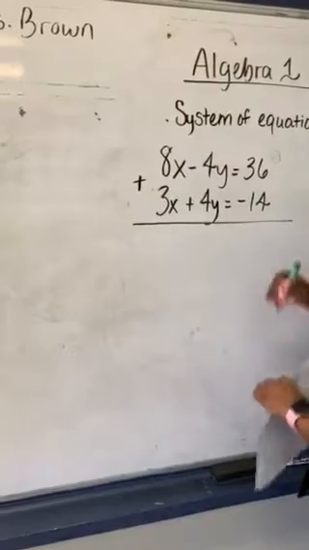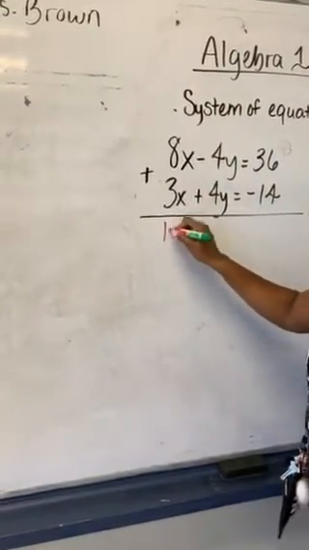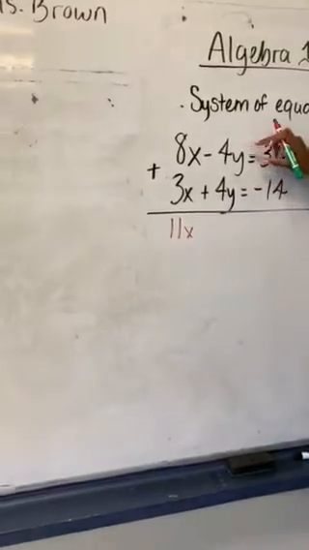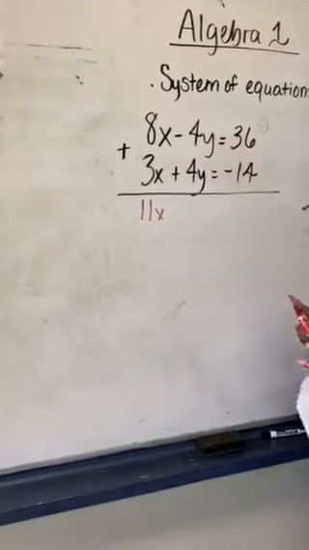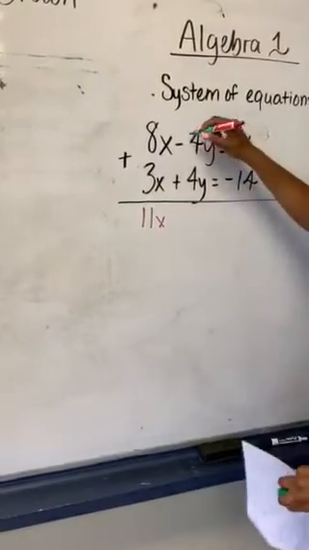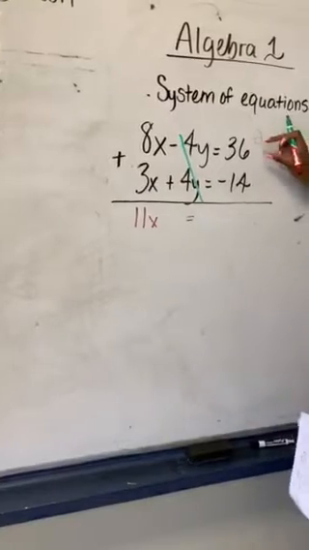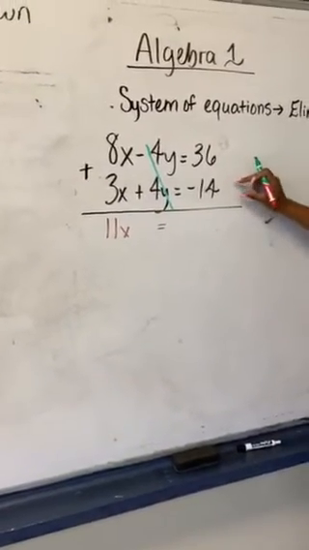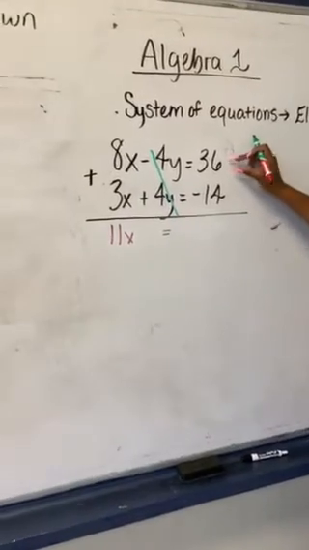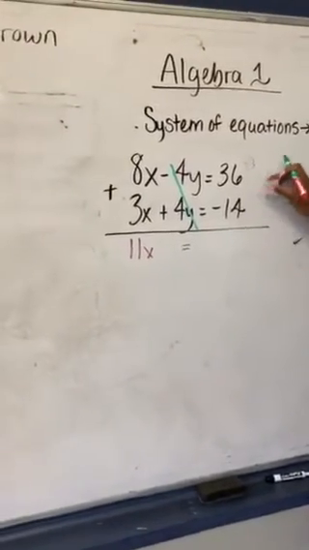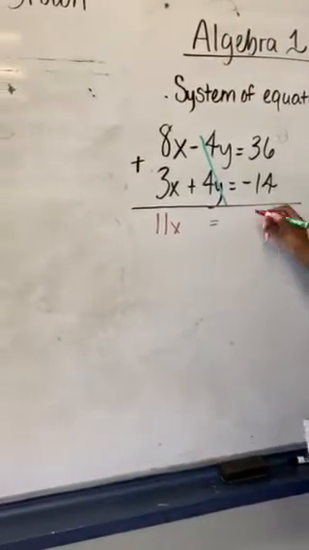And so starting with the first term, 8x plus 3x is 11x. Remember our negative 4y and our positive 4y, they're going to cancel each other out, which is good. Bring down my equal sign, and now I have 36 plus or minus 14. So you can say 36 plus negative 14 or 36 minus 14. Regardless, you'll get the same answer, which is 22.